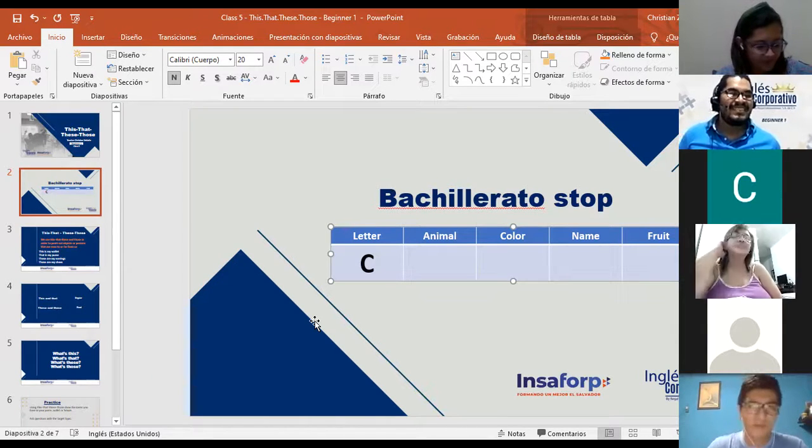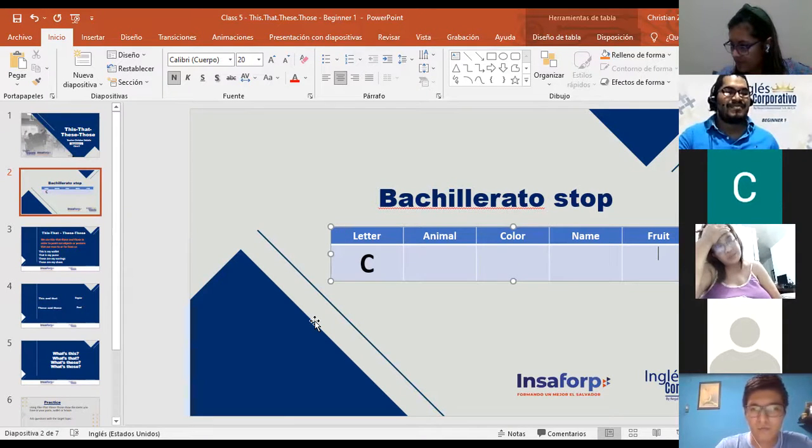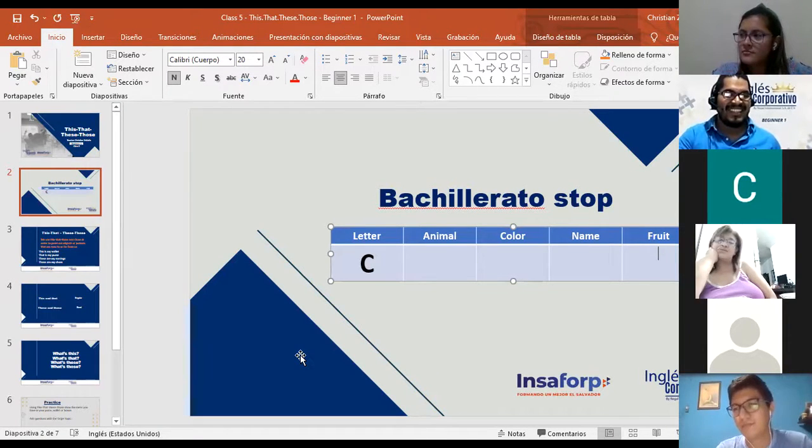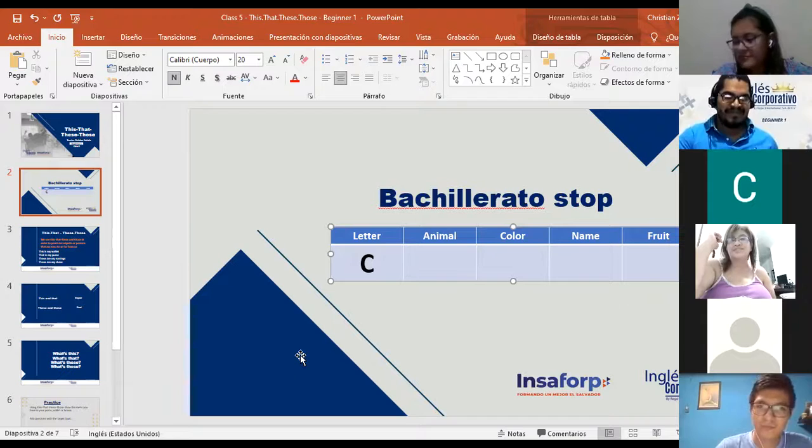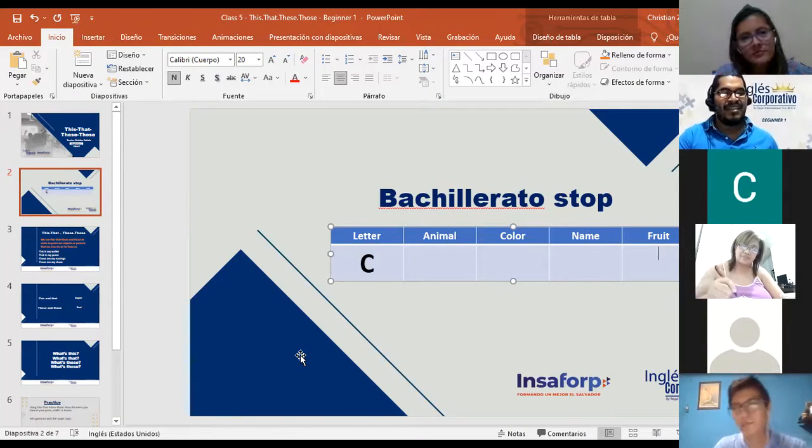Yo también tengo eso, coconut. Coconut, good. Good, Carolina. I have an animal, a chameleon. Chameleon, yes. I don't have any color, and the name is Caroline, and the fruit is coconut. Coconut. Very good. Excellent. Is there another color with C? No, I don't have any color. Okay.